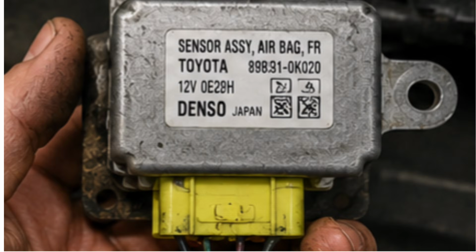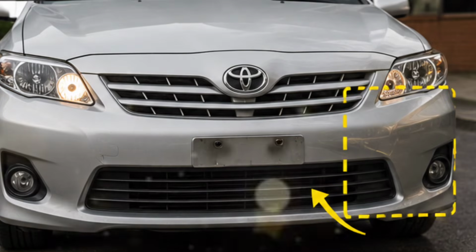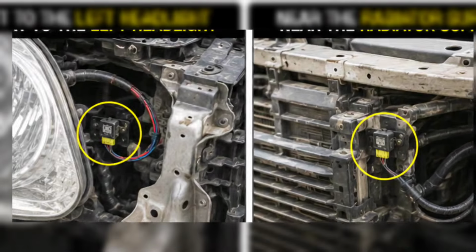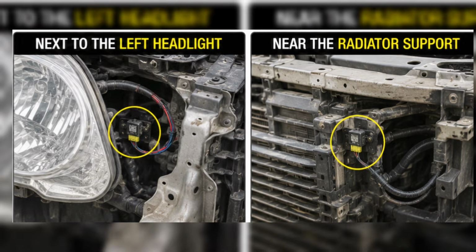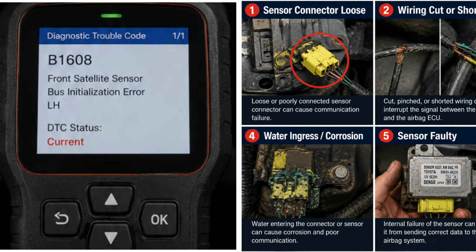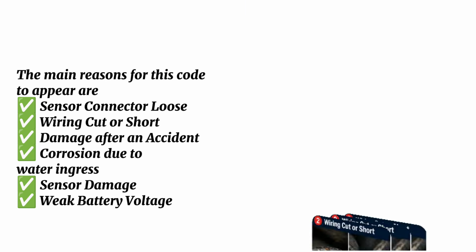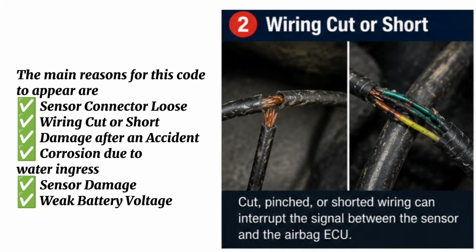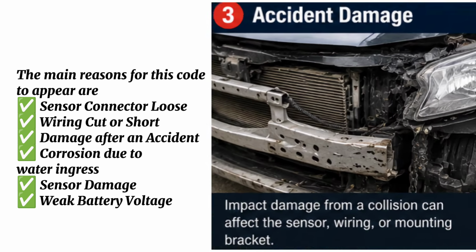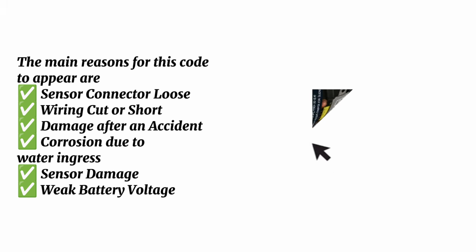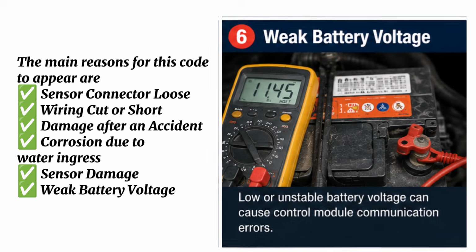Where is this sensor located? Show front bumper area. This sensor is usually located behind the front bumper, next to the left headlight, or near the radiator support. The main reasons for this code to appear are: number 1, sensor connector loose; number 2, wiring cut or short; number 3, damage after an accident; number 4, corrosion due to water ingress; number 5, sensor damage; number 6, weak battery voltage.